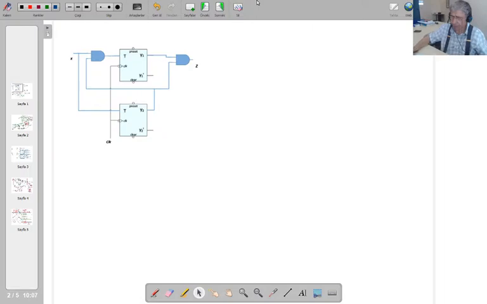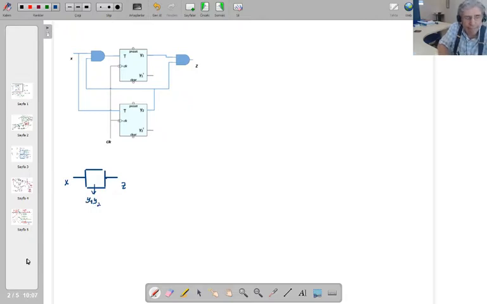This circuit has got one input, isn't it? This X. So if I draw a box here, this box is like that. There's one input and one output and two state variables. So let me write those. X, Z. The state variables are y1 and y2. So we know all the variables now.